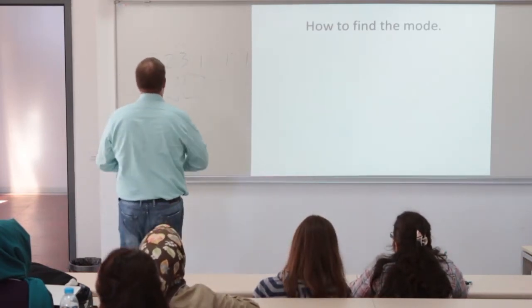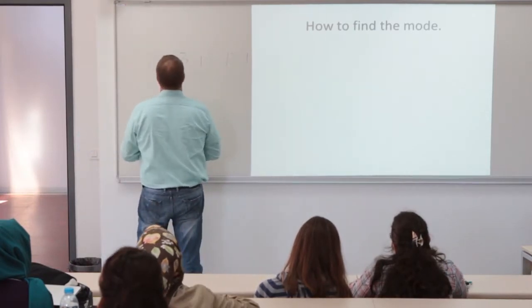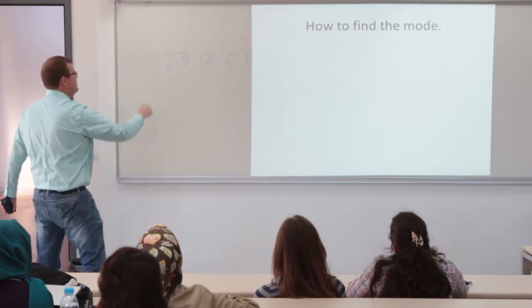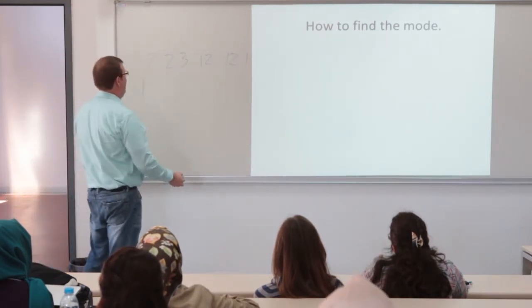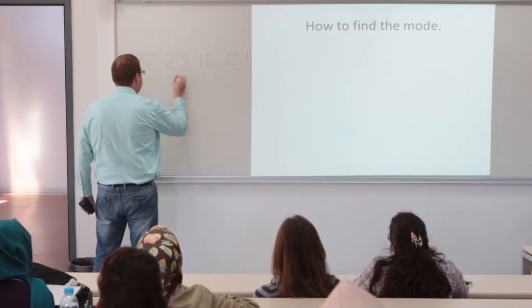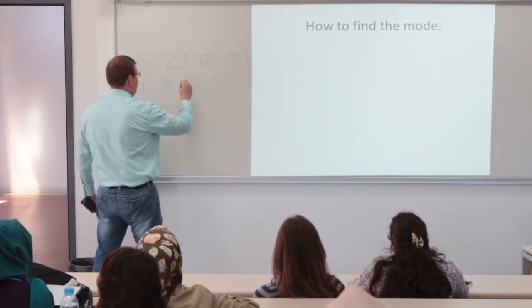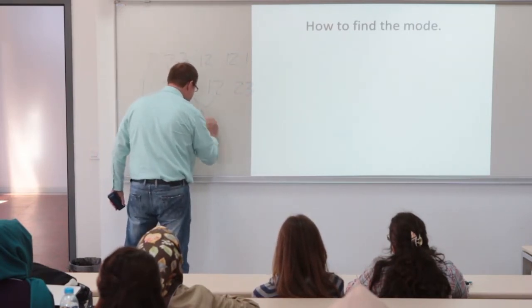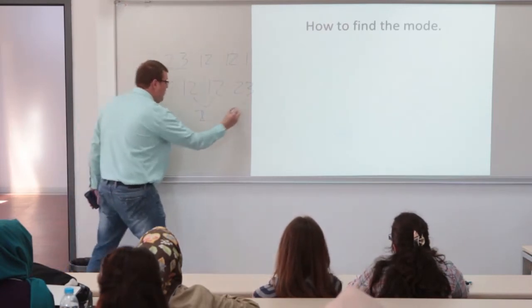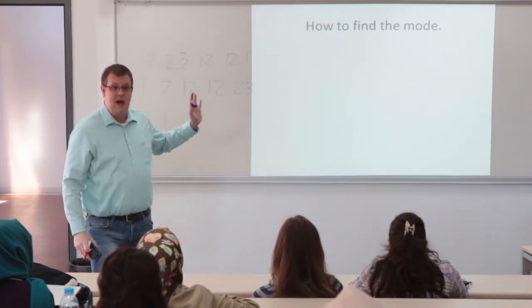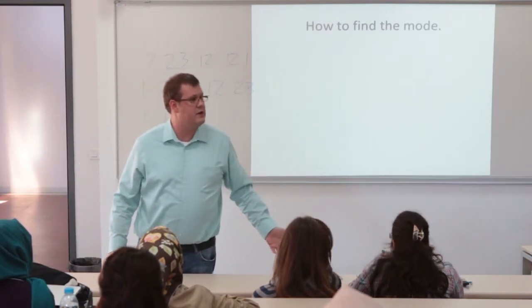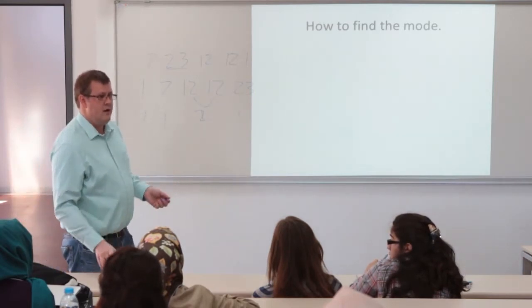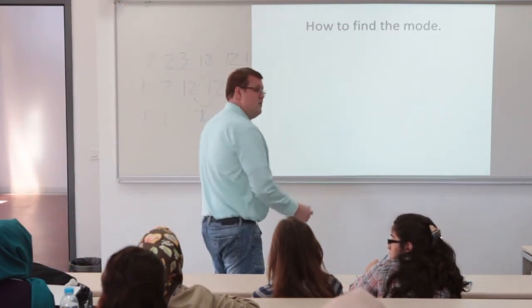All right, so here we've got 7, 23, 12. Let's say 12 and 1. Well, how many 1s do we have? We've got 1. How many 7s do we have? 1. We have 12, 12, and 23. So we've got 2 12s, and the rest is just 1, 1, and 1. So we count up how many times we observe each of the values, and then the one that has the most wins, right?